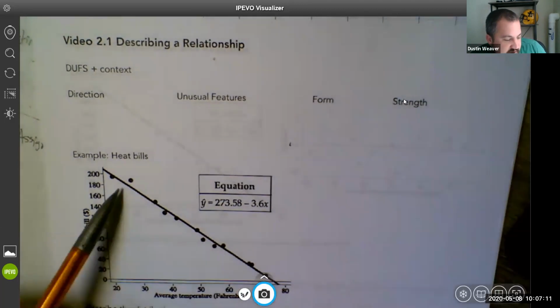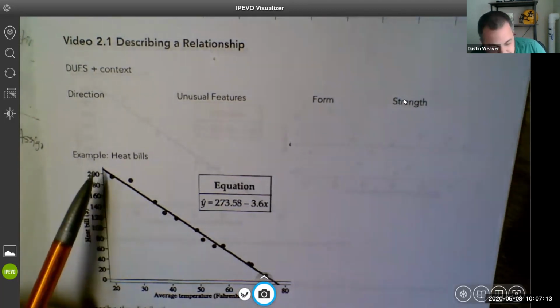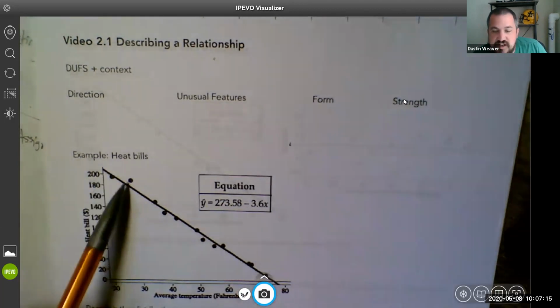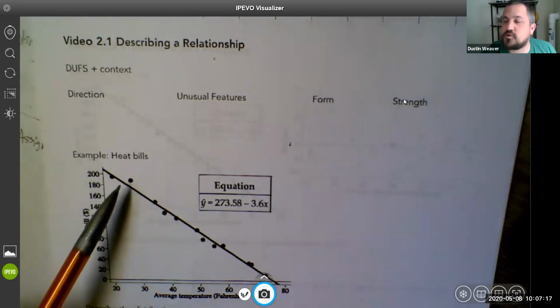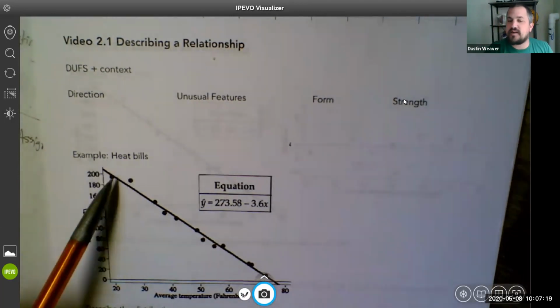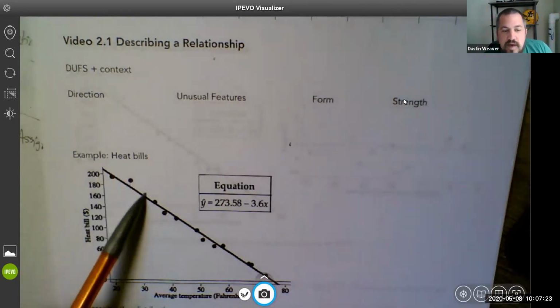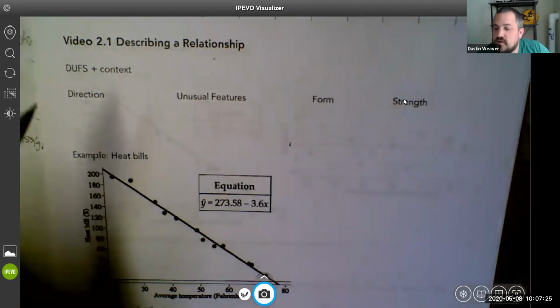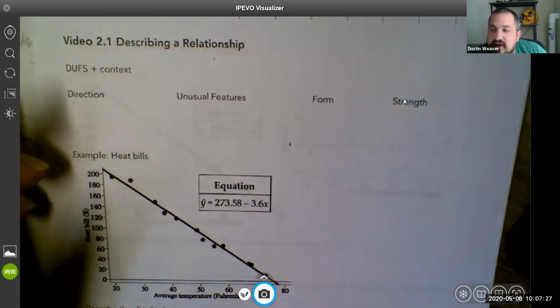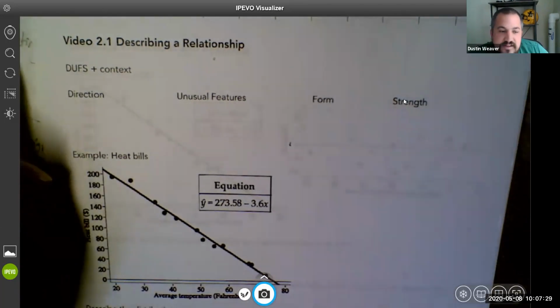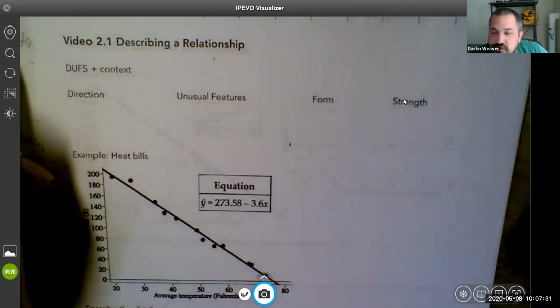And remember, a very strong linear relationship has an r value close to 1 or close to -1, a very high correlation. You also can tell by the points: all the points are very close to that line of best fit, or that least squares regression line. And so that's another thing that makes it very strong.